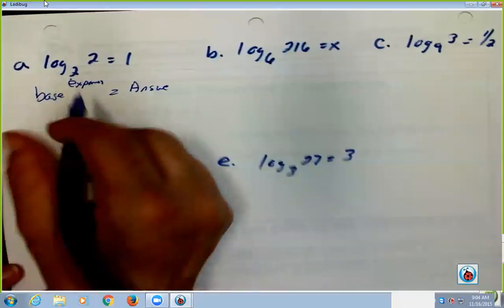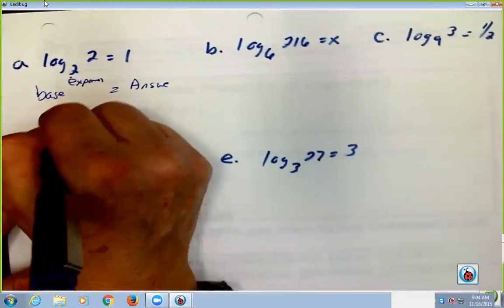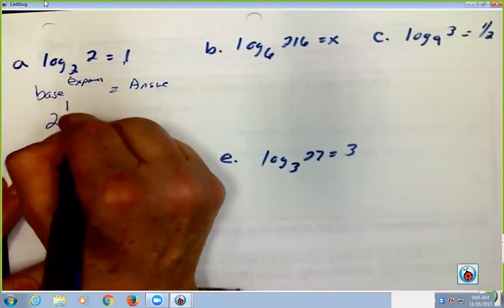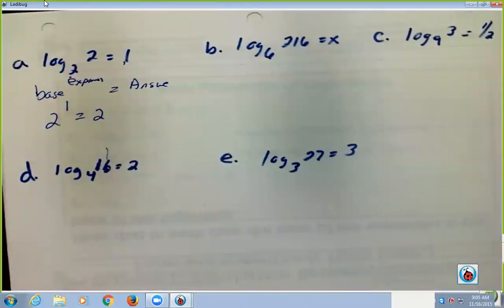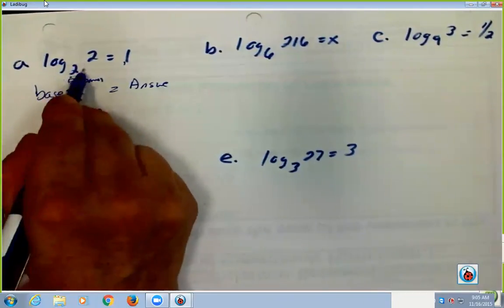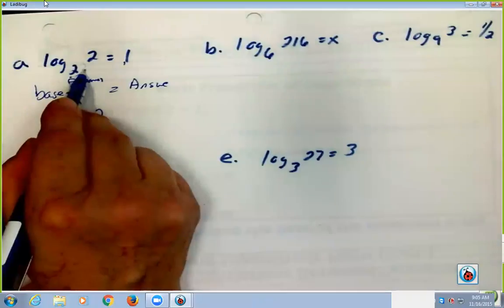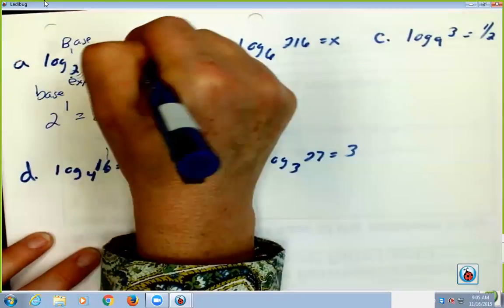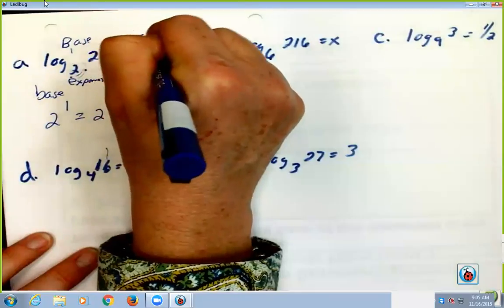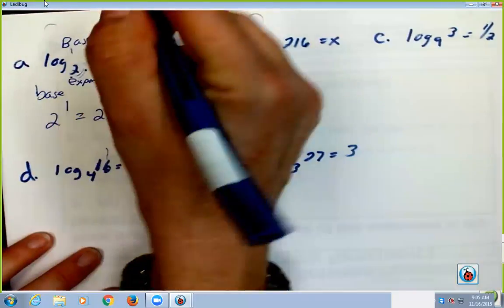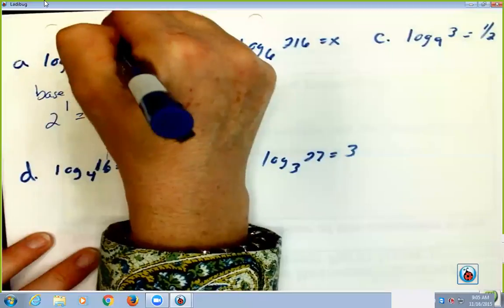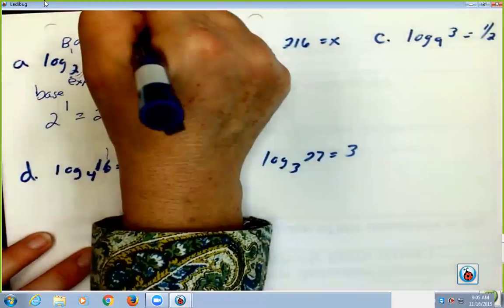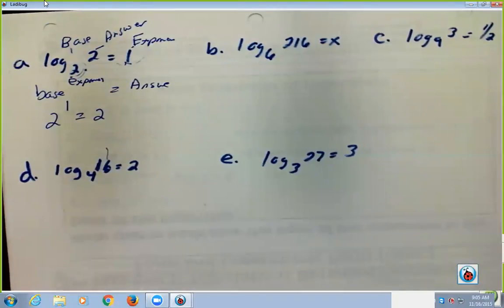So base exponent equals 2. Base is here in my log. Exponent's over here. So this is base exponent. And the 2 is answer. So keep that in mind when you're doing these. So we're going to reverse them and bounce them from one to the other.